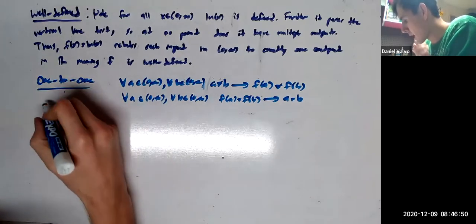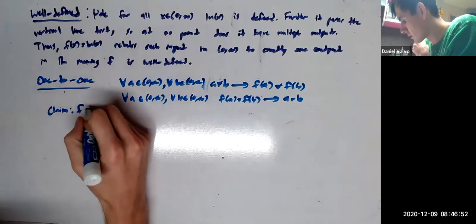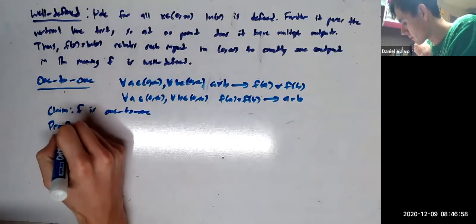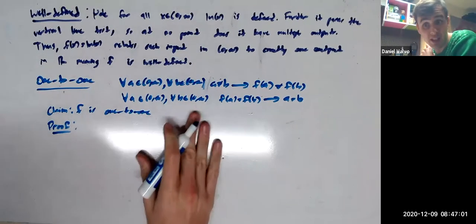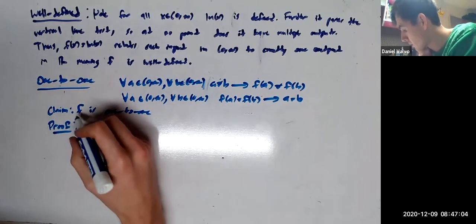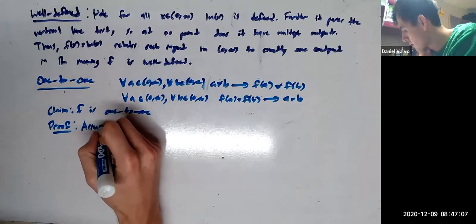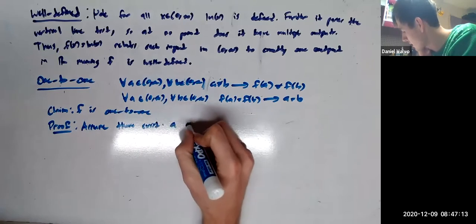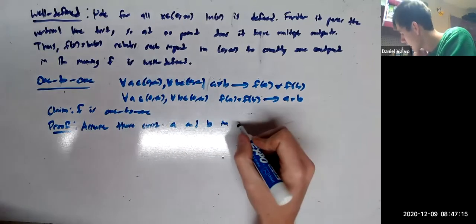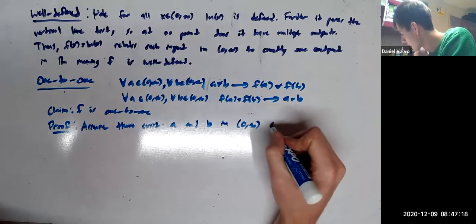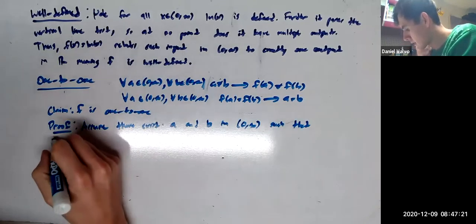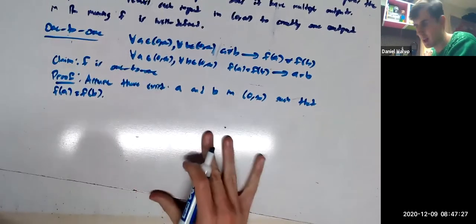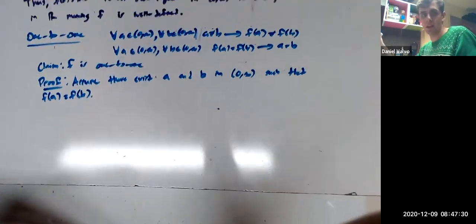So the claim is that f is 1-to-1. Proof. We're going to do the proof the standard way we talked about, which is technically a contrapositive proof. We're going to assume there exist a and b in our domain such that f of a equals f of b. And note our function is ln.